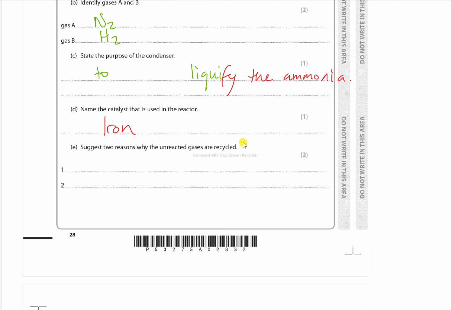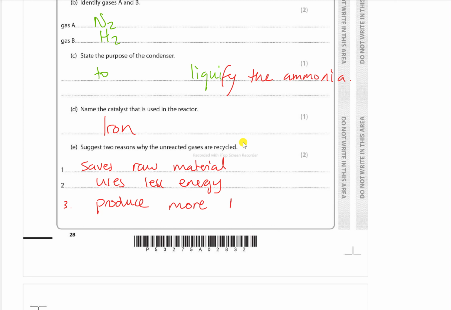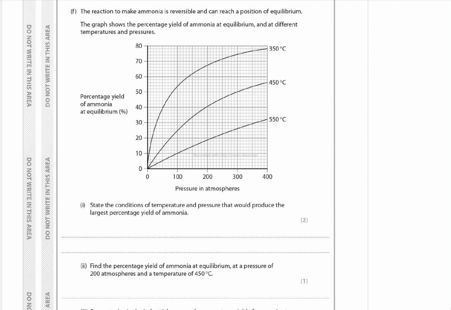Suggest why, 2 reasons, on recycling in the reactor. It saves raw materials, you're not wasting them, and it uses less energy, and you can also say it helps produce more what? Ammonia.